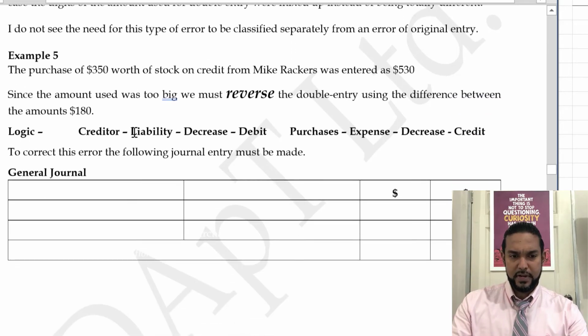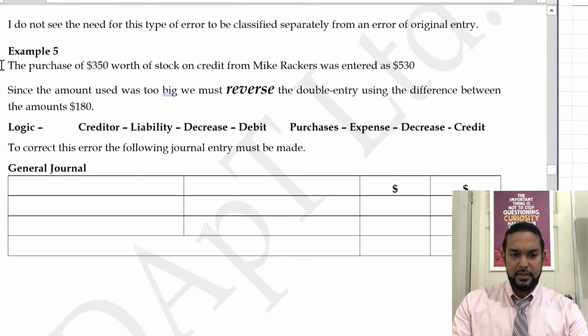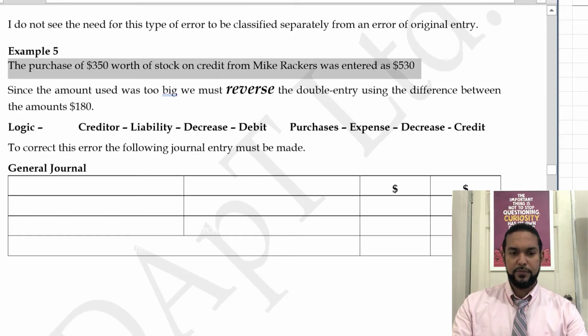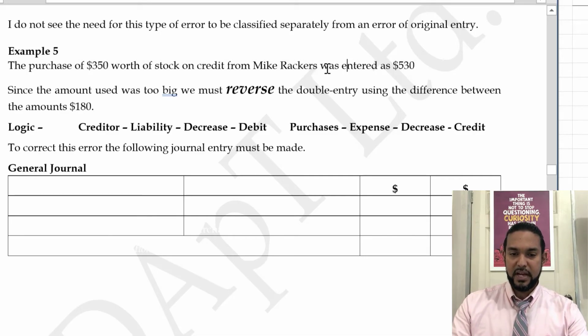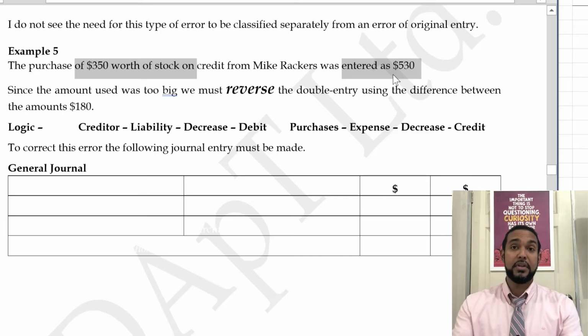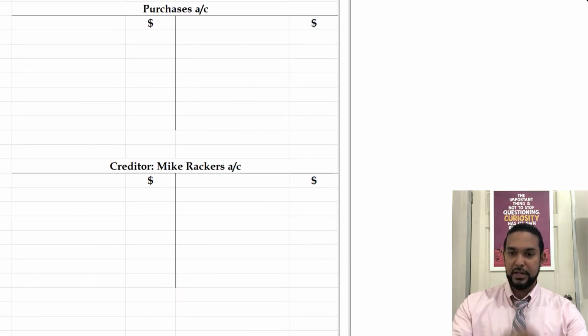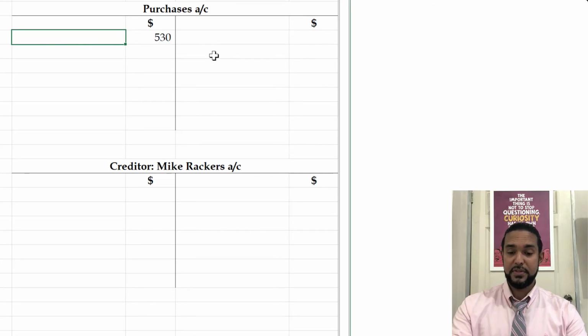So in example 5 here, it says the purchase of $350 worth of stock on credit from Mike Rackers was entered as $530. So $350 worth of stock was purchased, but it was entered as $530. So the amount entered was too much. It was overstated. Now let's go across to the T accounts. Remember, when you make a credit purchase, you have to debit purchases. So you would have put in $530 because that was the figure, right?